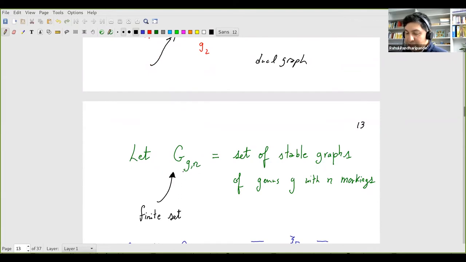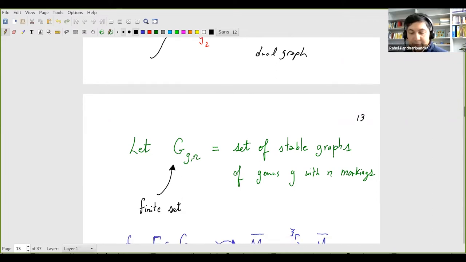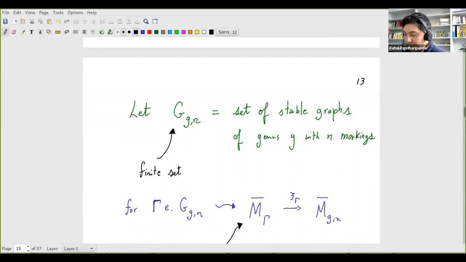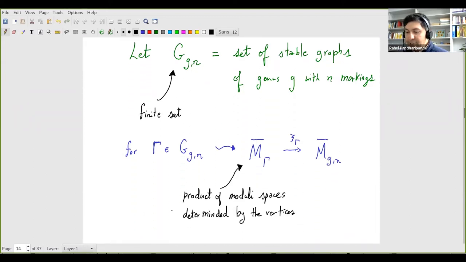So this set is going to be important for us. Let G be the set of stable graphs of genus g with n markings. As I said, this is a finite set. It can be big, but it's a finite set. And for every stable graph, we can look at the closure of the locus of curves that have that topological type. That gives us essentially a product of moduli spaces, and we get a map to M_{g,n}.